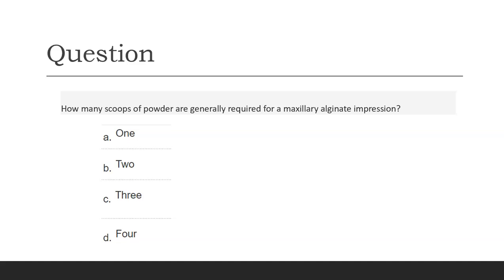So how many scoops of powder are generally required for a maxillary, so the top, alginate impression? 1, 2, 3, or 4? How many scoops of powder? Yeah, if you said 3, you are correct. 3 scoops of powder are needed for a maxillary alginate impression. The way I remember it is maxillary molars have 3 roots. Max, M-A-X, is made up of 3 letters, so 3 scoops for max.